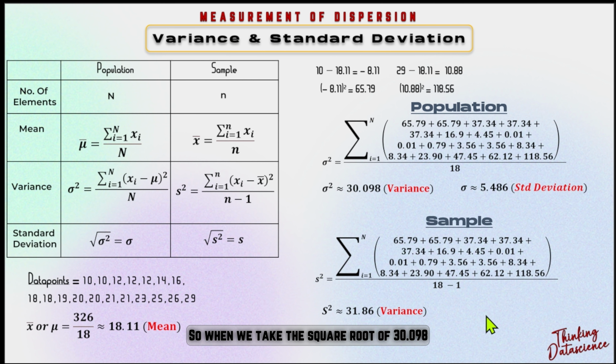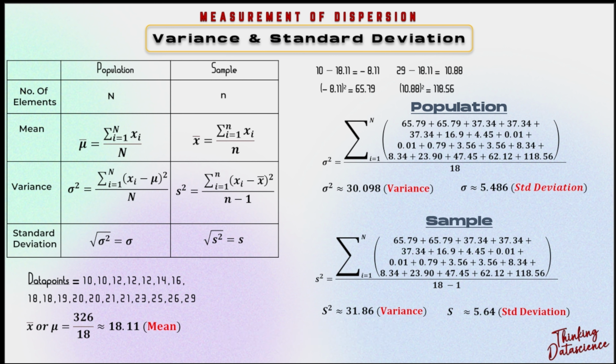When we take the square root of 30.098, we get a standard deviation for our population of approximately 5.49, rounded to the nearest hundredth. And for the sample, we have a standard deviation of approximately 5.64. So this was it for the variance and standard deviation, and in a previous video we covered range and interquartile range. So that wraps up the measures of dispersion.